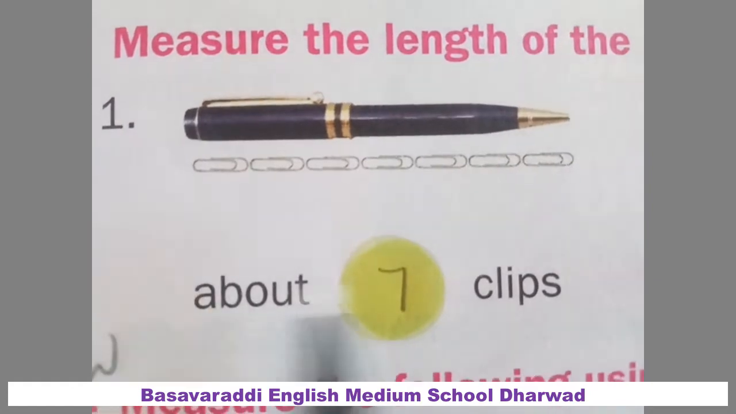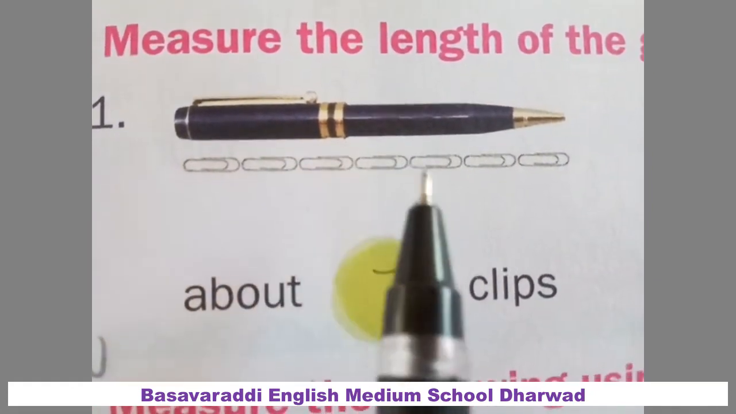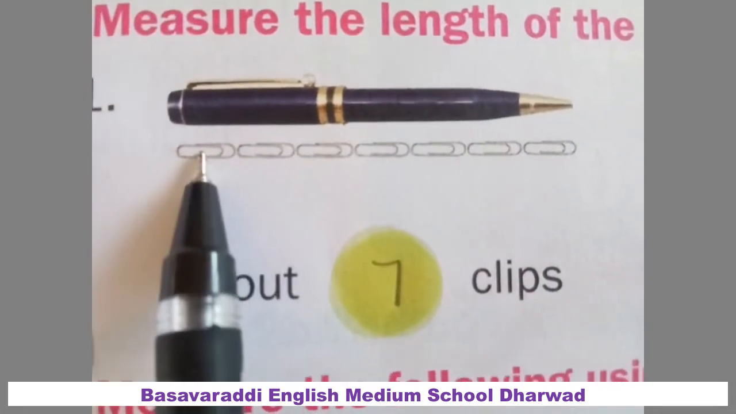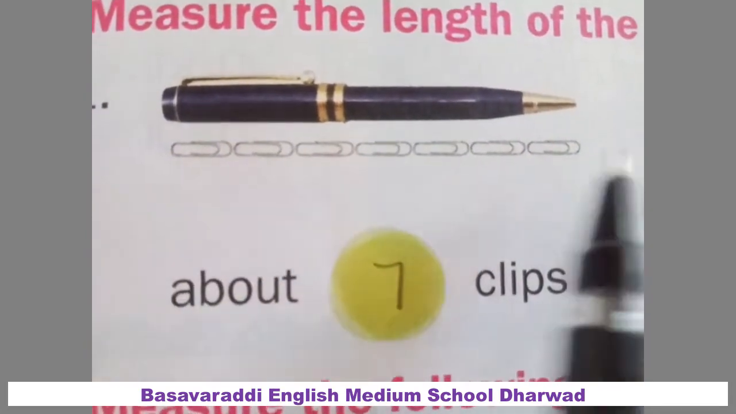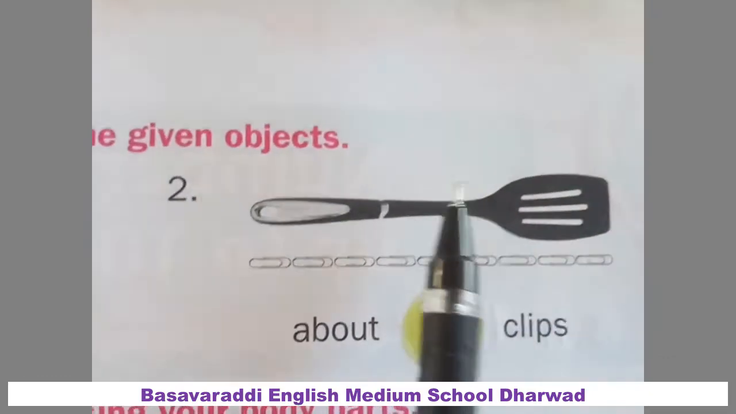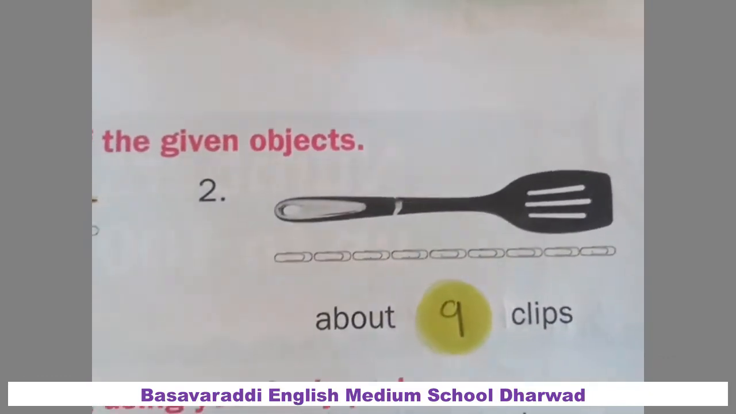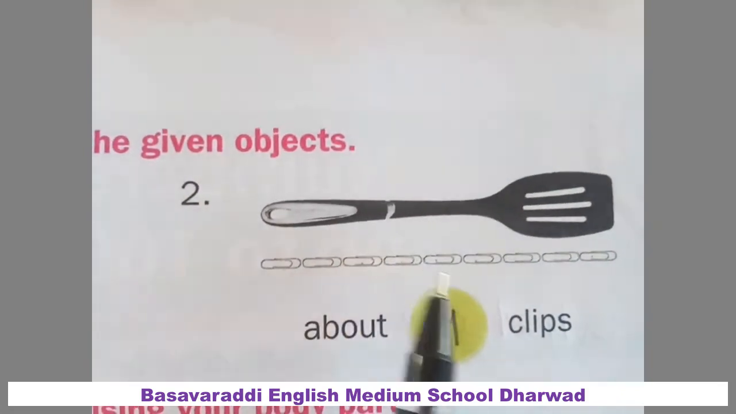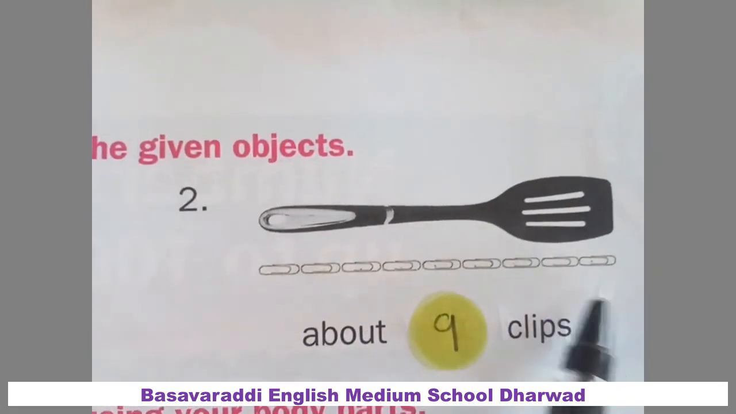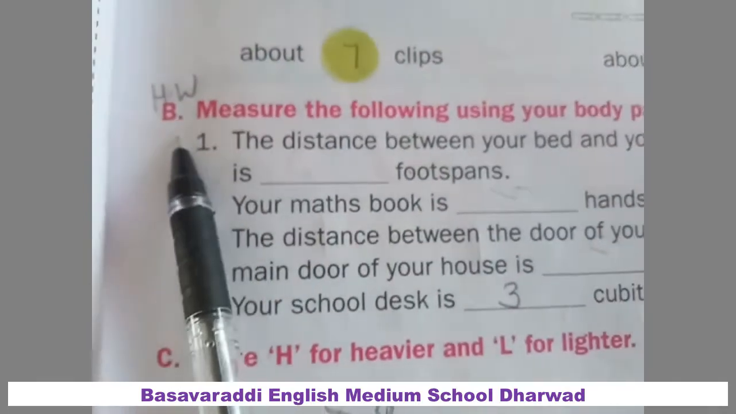So about 7 clips. How are you measuring the pen? When you are measuring the pen, you are using this clip. How much is the length? 7 clips. When you join the 7 clips, they are equal to the 1 pen. Now here is the fork, and how many clips are there to equal that one fork? 1, 2, 3, 4, 5, 6, 7, 8, 9. About 9 clips, so equal to 1 fork.